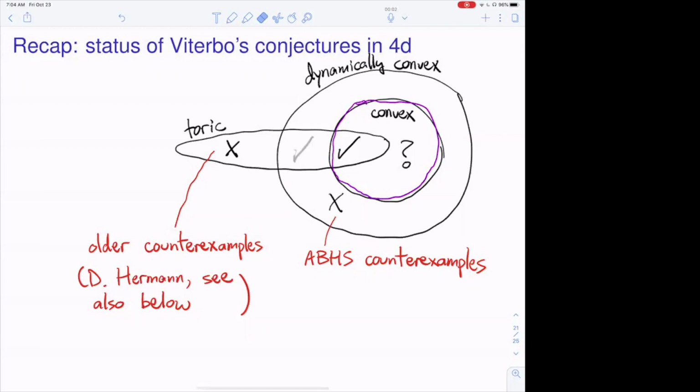That covers these 2 check marks here. So that's what we just proved. It's known to be false for general dynamically convex domains: all the conjectures are false by these counterexamples of ABHS that I mentioned. If you look at toric domains which are not dynamically convex, it's been known for a long time that there are counterexamples. And I'll show you some new ones that we can see explicitly.